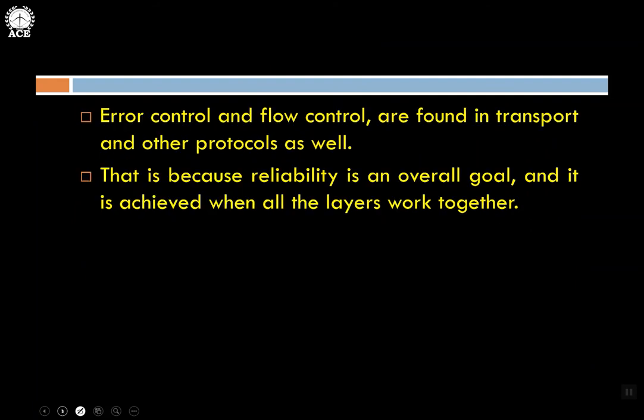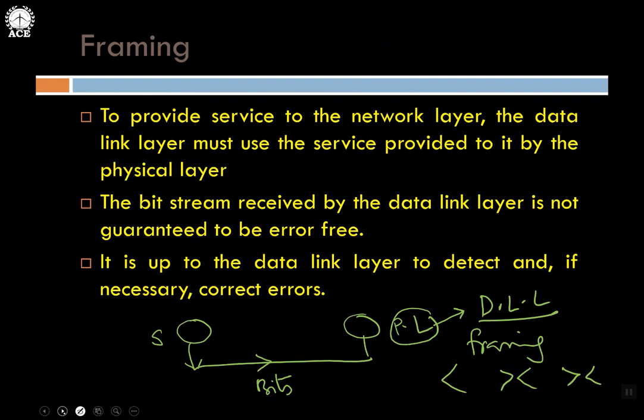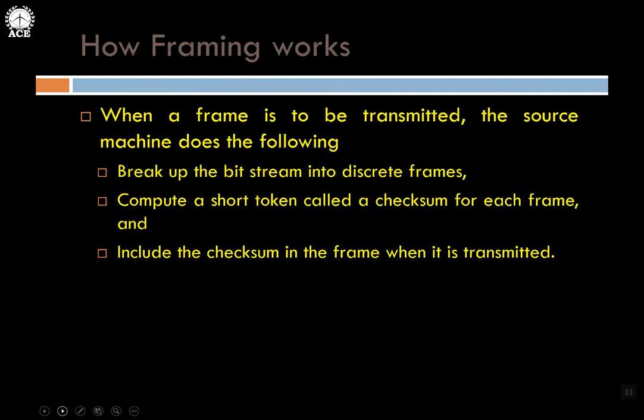So how to do framing? That is the actual objective of this particular topic. When a frame is to be transmitted, the source machine does the following. It will break up the bit stream into discrete frames and compute a short token called a checksum. The checksum is for error detection. It includes the checksum in the frame when it is transmitted. This is done by the sender.